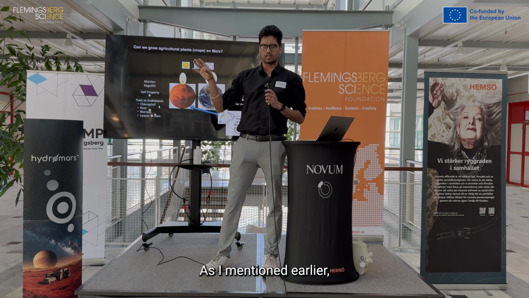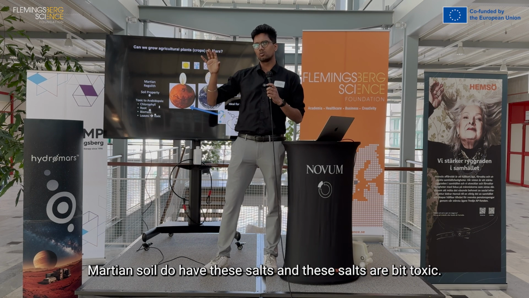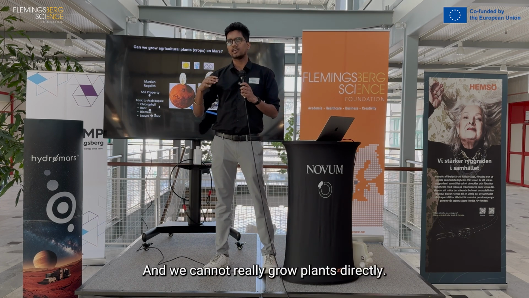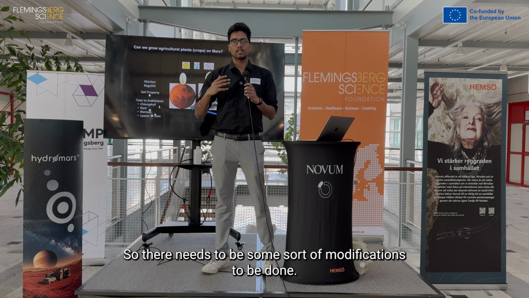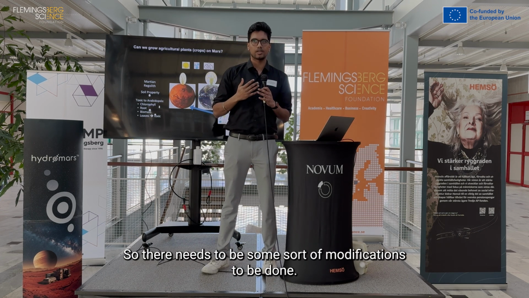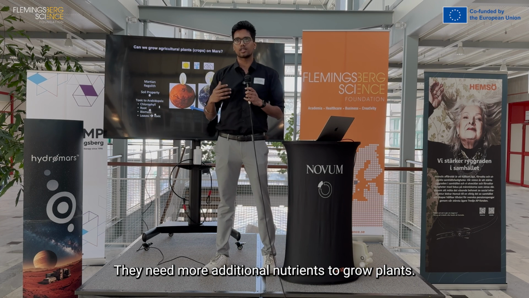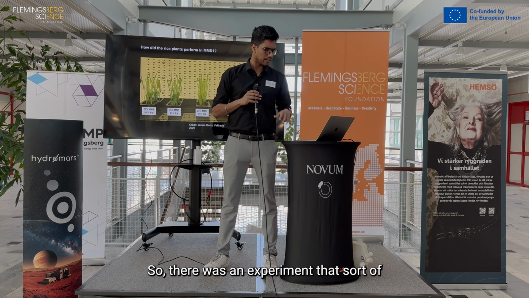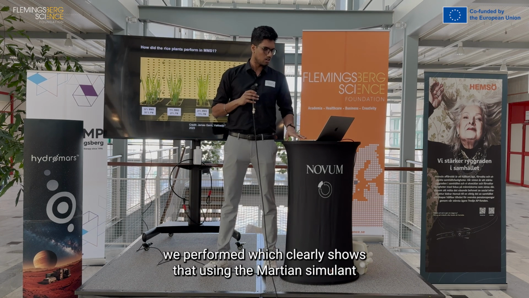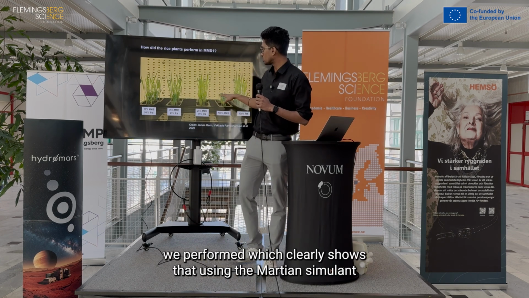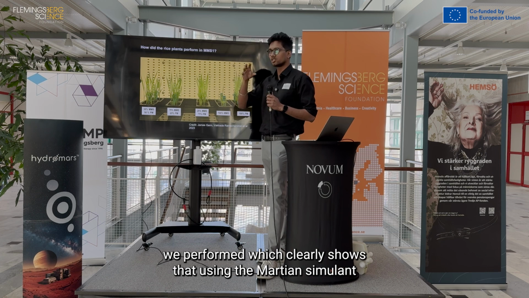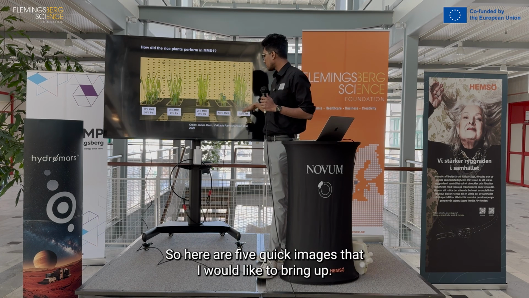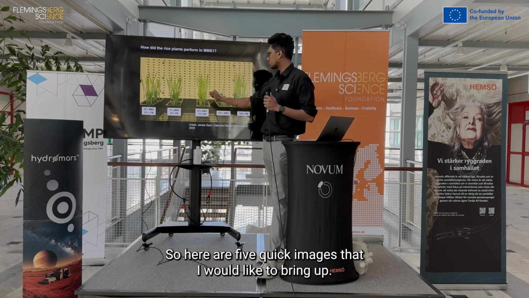As I mentioned earlier, Martian soil has these salts, and these salts are a bit toxic. We cannot really grow plants directly, so some modifications need to be done. More additional nutrients are needed to grow plants. So there was an experiment that we performed, which clearly shows, using the Martian simulant that I mentioned earlier to grow rice plants, can we really grow plants? Here are 5 quick images that I would like to bring up.